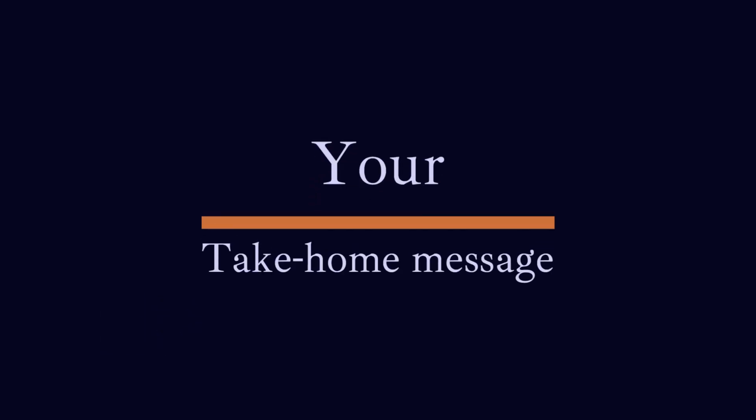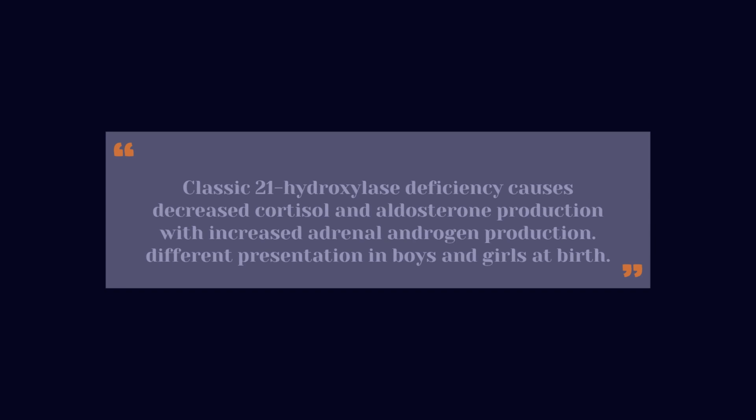Your take-home message from this question is that classic 21-hydroxylase deficiency causes decreased cortisol and aldosterone production with increased adrenal androgen production. In boys, this deficiency presents 1 to 2 weeks after birth with vomiting, hypotension, hyponatremia, and hyperkalemia due to salt wasting, but genitalia are normal. In girls, it presents at birth with ambiguous genitalia.